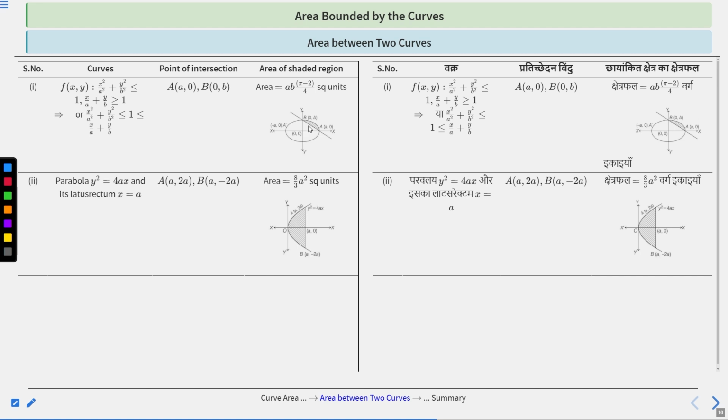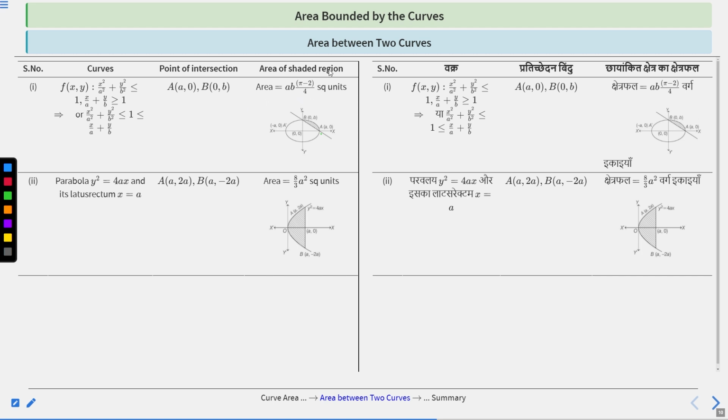So which region? This shaded region. This shaded region will be the area inside the ellipse and the area outside the line. Clear? Or you can simply write the curve x square by a square plus y square by b square is smaller than or equal to 1, and 1 is smaller than or equal to x by a plus y by b. Then we will get the area of this shaded region. And the points of intersection of the line and the curve will be (a,0) and (0,b).